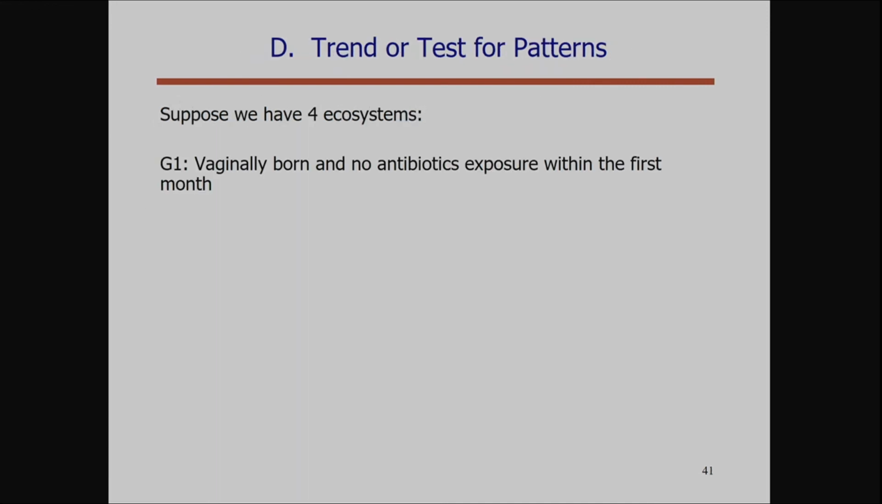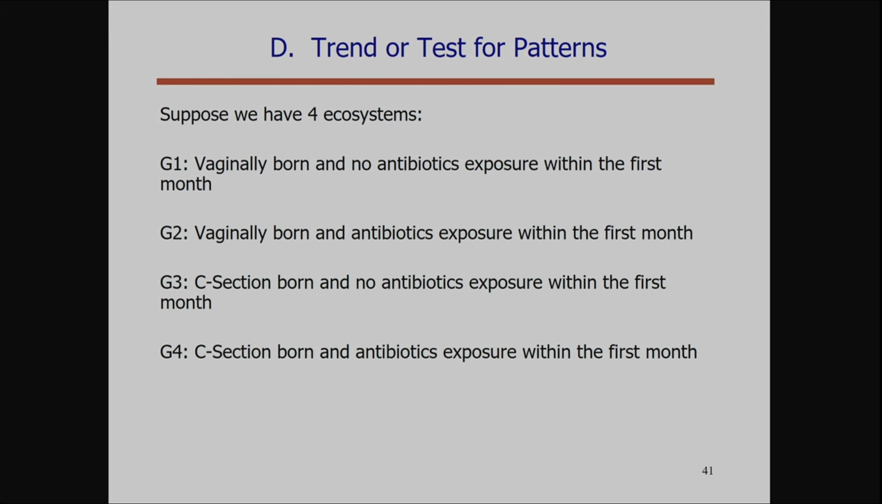Another test you are typically interested in is trend. Let us say there are 4 groups of babies: born vaginally with no antibiotic exposure within the first month; born vaginally but exposed to antibiotics within the first month; the third group is C-section born, no antibiotics; and the fourth group is C-section born and exposed to antibiotics. Clearly G4 and G1 are the two extreme groups. G4 is probably the most affected group, and G1 is the least affected group from a natural process. And G2 and G3 are in between. So this is known as a simple order.